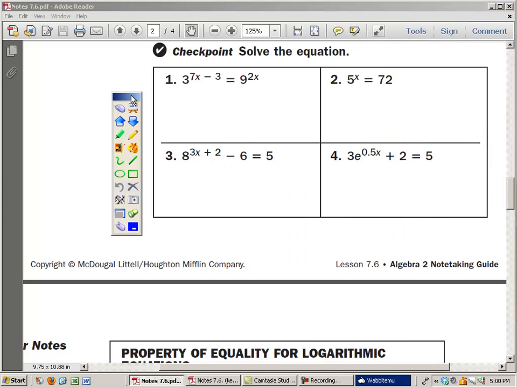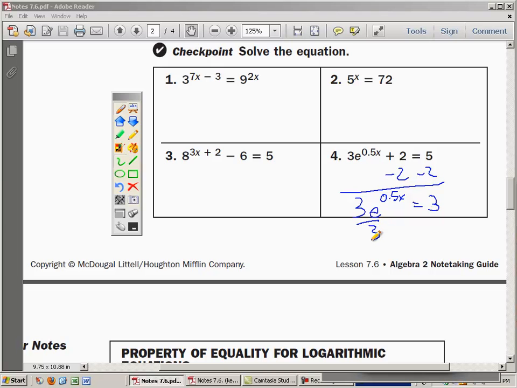And then finally for the last one here, this one is not nearly as bad. For this one, we're going to take away 2 from both sides because we want to isolate the exponential part of this. Divide both sides by 3. And you get e to the 0.5x power is equal to 1, because 3 divided by 3 is 1.